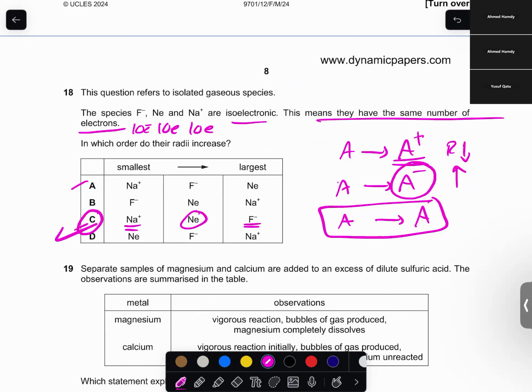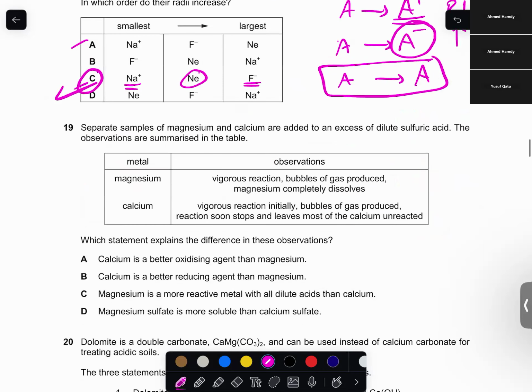Okay, right. Separate samples of magnesium and calcium are added to excess dilute sulfuric acid. The observations are summarized in the table. Magnesium: it's a vigorous reaction, bubbles of gas produced, magnesium completely dissolved. Calcium, if we add it to sulfuric acid: vigorous reaction, bubbles of gas are produced. The reaction soon stops and leaves most of the calcium unreacted.